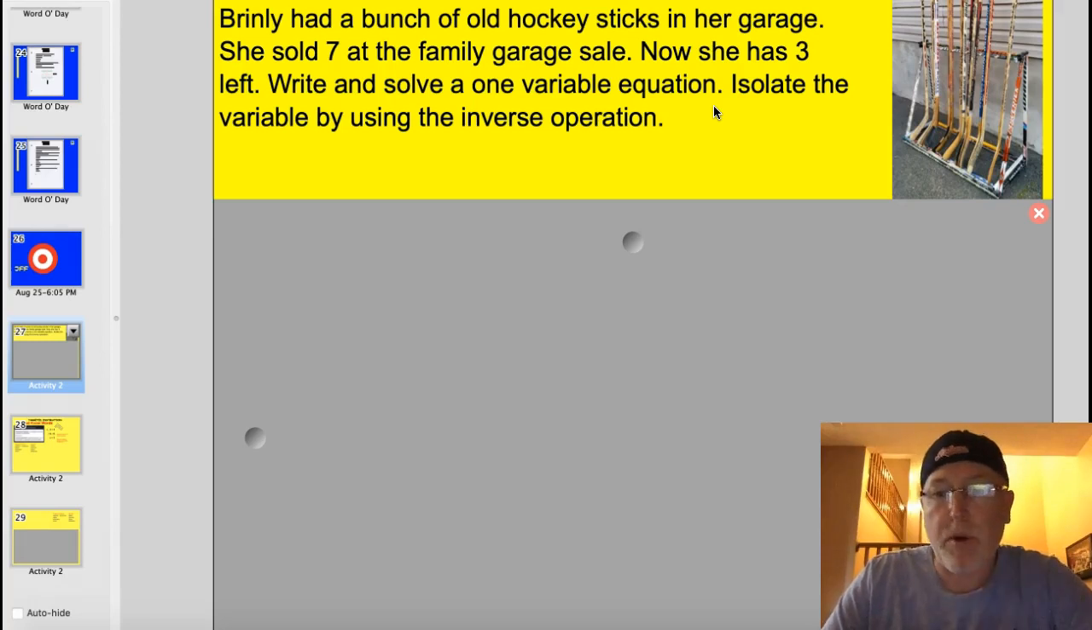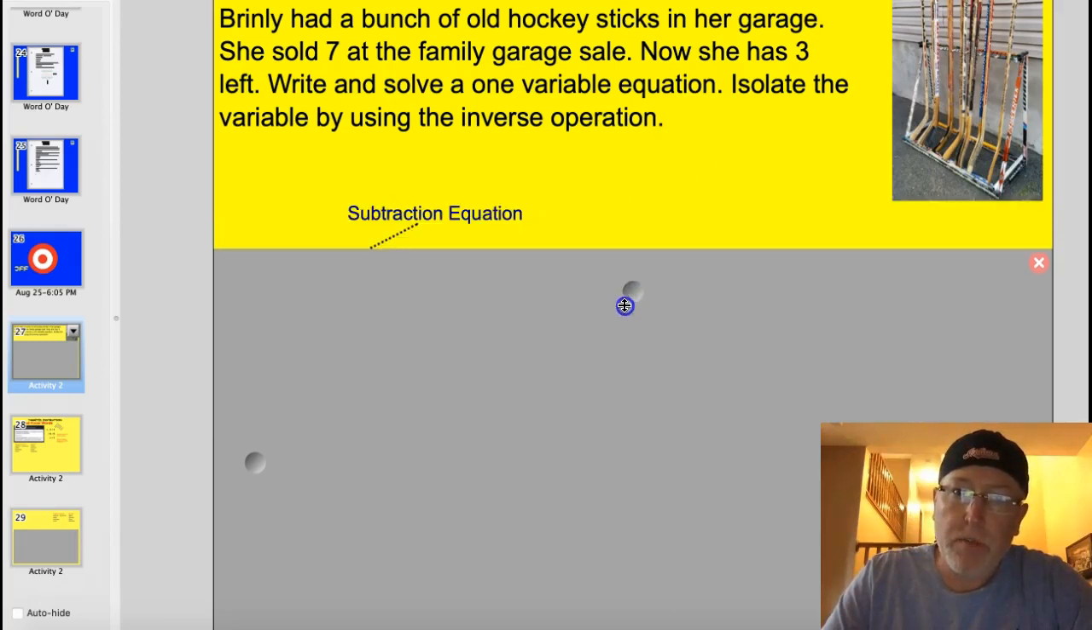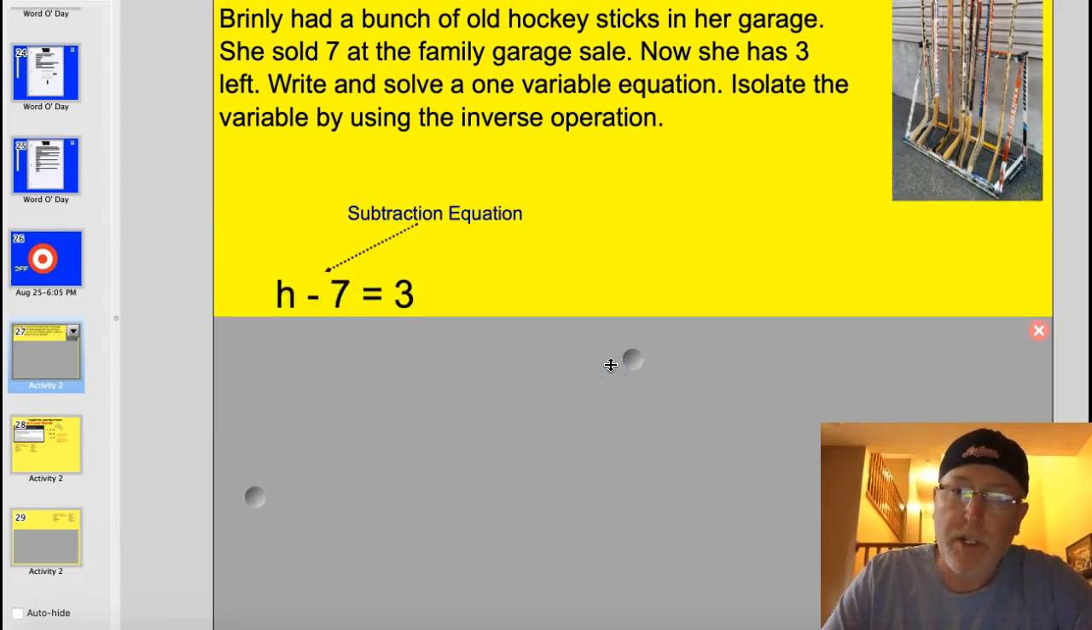This is just like the process that we went through last night. But last night we had addition equations. Now we have subtraction equations. A subtraction equation, of course, has subtraction in the middle. So in the first couple of lessons of this chapter, we learned how to write these equations. And so now we can safely say that here are the hockey sticks she had. She got rid of 7 of them. She has 3 left.